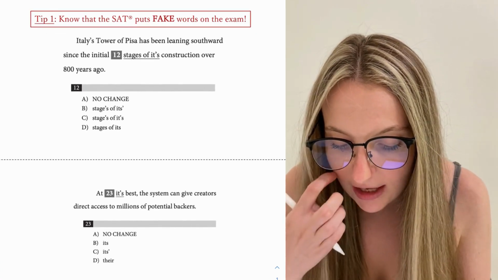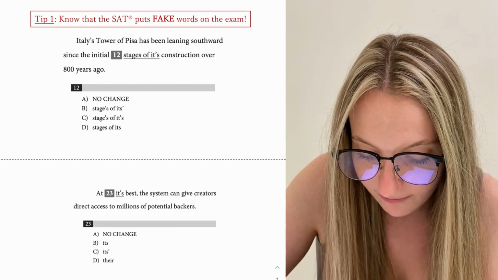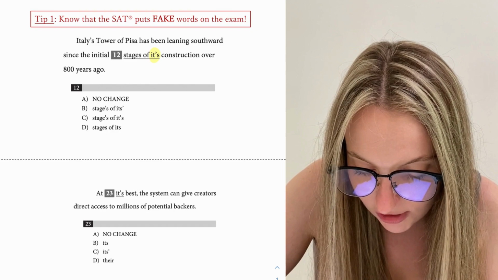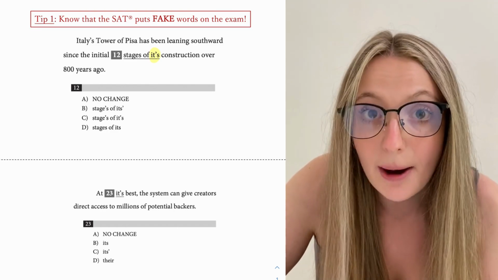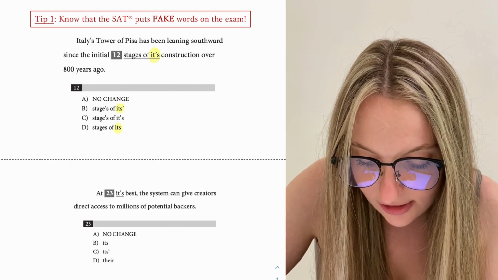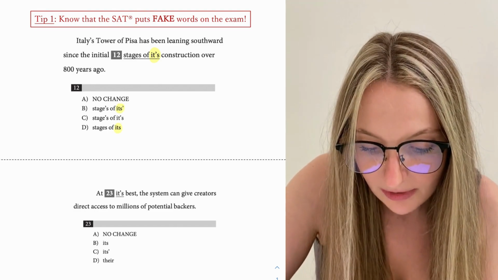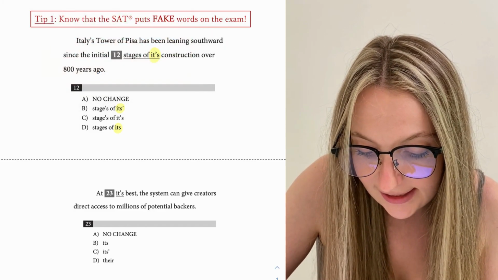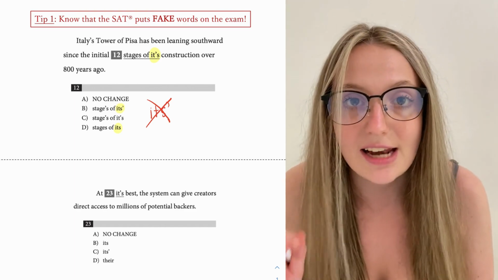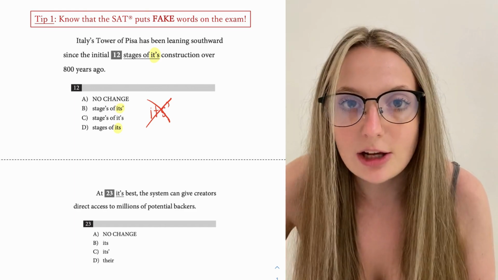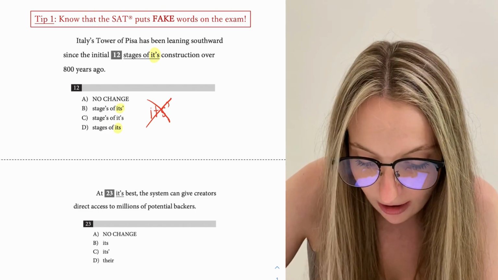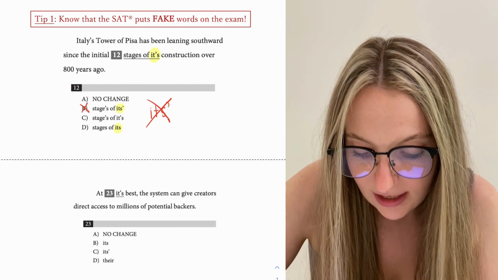Alrighty, when we begin looking at question number 12, I can see that in the answer choices there are 3 different versions of it. There's the IT'S version, there's the ITS apostrophe, and then there's ITS with no apostrophe. The fake version of it is ITS apostrophe. Whenever we see that as an answer choice, we are automatically going to eliminate it because that's not actually a word in English. So we're going to knock out choice B here.